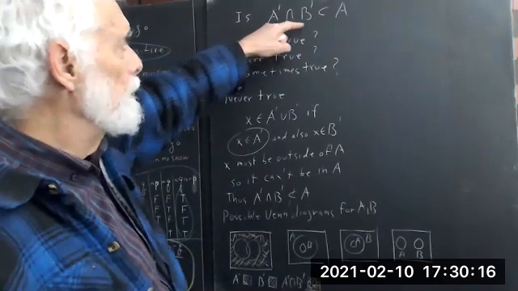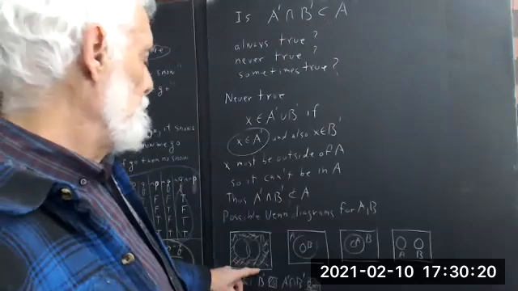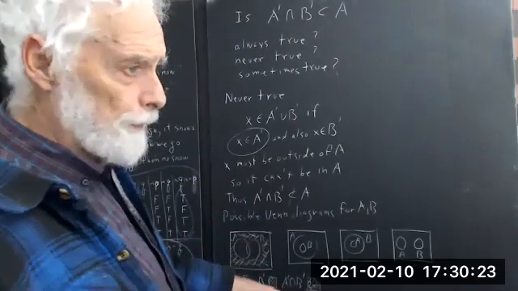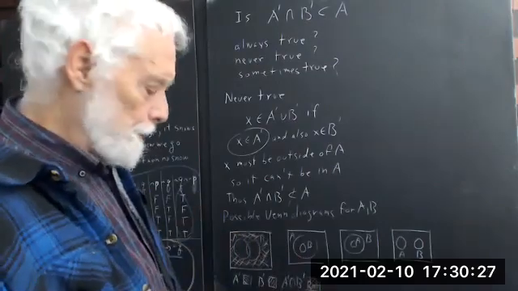Now, what's our condition? Is A prime intersection B prime a subset of A? Well, no, there's a lot of A prime intersection B prime that's outside of A. Matter of fact, it's all outside of A. So clearly it doesn't work.